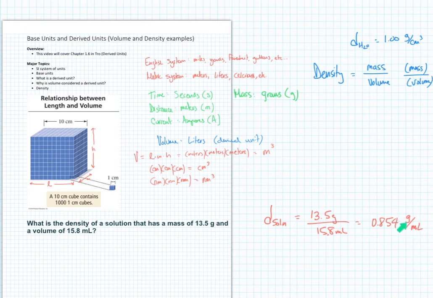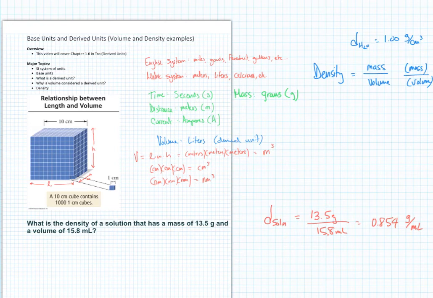Grams per milliliter is the unit on this. And you might be saying, well, wait a minute, that's different. Up here you said grams per centimeter cubed. And where do milliliters come into play? Milliliter is another unit of volume. So where does that come from?